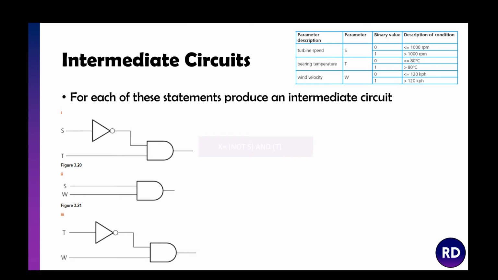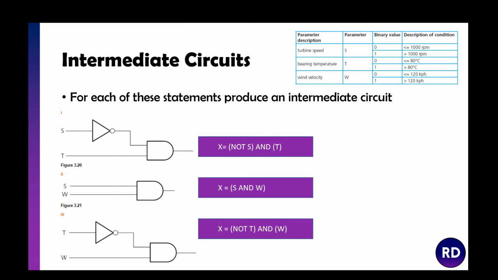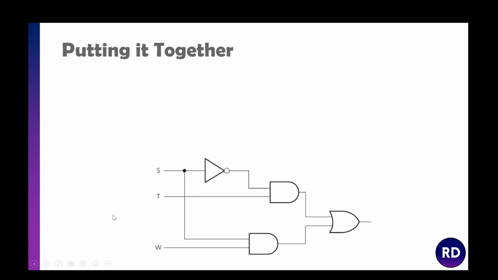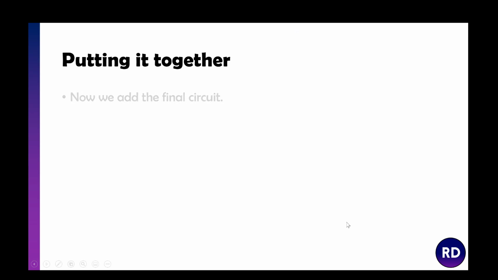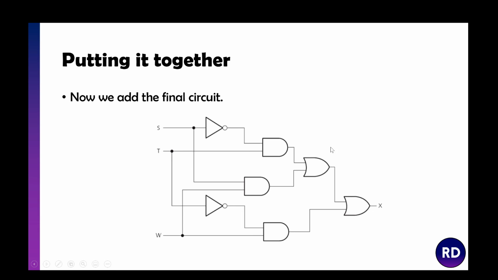Now what we need to do is create an intermediate circuit. So the X equals not S and T, so we've got a not gate on the S and T. Then we've got S and W, so it's just an and, then this one is not T and W, so it's similar to the first one. And then we put the whole thing together because it's joined by an OR. So then we join the first 2 statements with this OR, like this. And then we have the final circuit like that. So now we've got a full circuit based on all of those values.